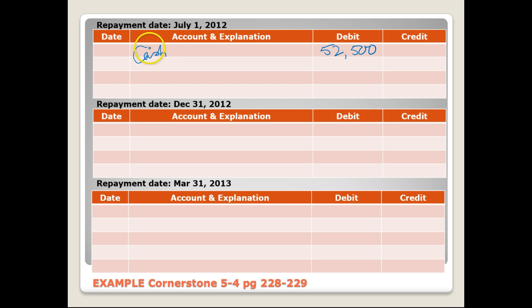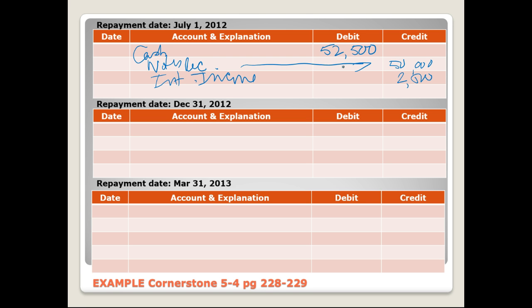Now, what are our credit entries? Well, I'm going to clear my notes receivable account. So that was the total note receivable was the principal of $50,000. That's notes receivable. That account should only be dealing with the principal. And then I've got interest income of $2,500. And the two together add up to the cash received of $52,500.